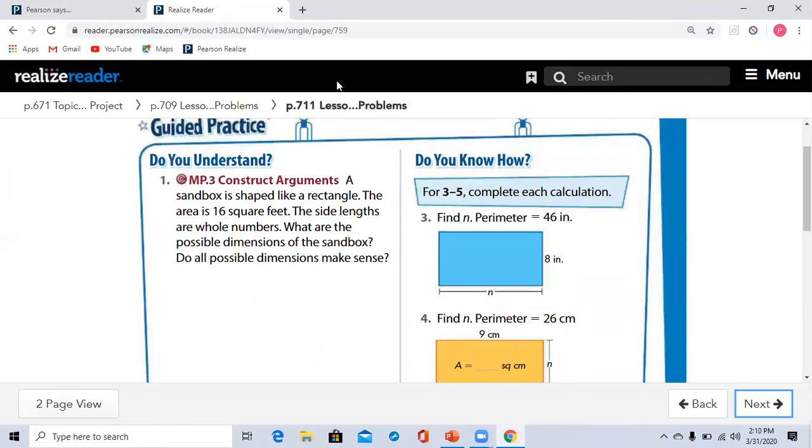In this question, they are asking us to find the n, if the perimeter is 46. So I know that the perimeter is 46. I know that I've got an 8-inch side. Now there are 2 of them, so I can multiply it by 2. 8 multiplied by 2 is 16 inches.